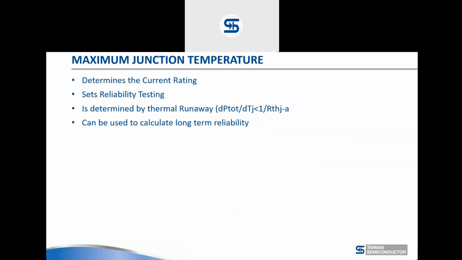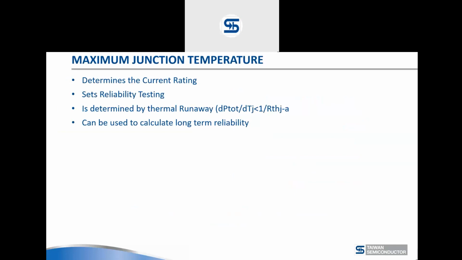Maximum junction temperature, we'll talk a lot about that later on also, but it can actually be useful for things. It can actually determine the current rating. So the current rating is in the derating curve, how far you can go on the maximum junction temperature. It should set reliability testing, but maybe not everybody has the same rules for that. It should be clear on AEC-Q101, but maybe for non-automotive parts, there is a bit of liberty and freedom.